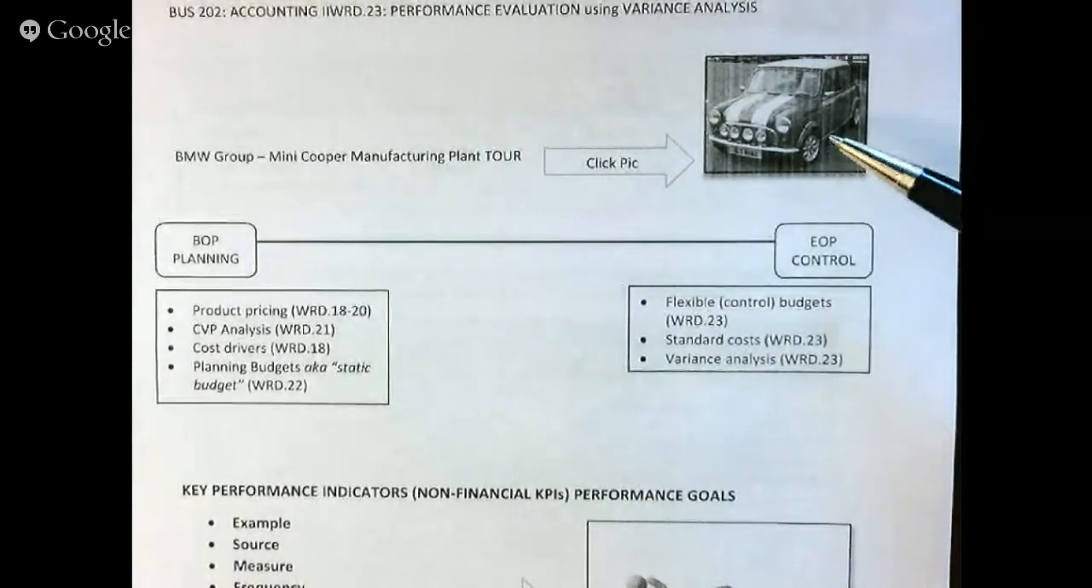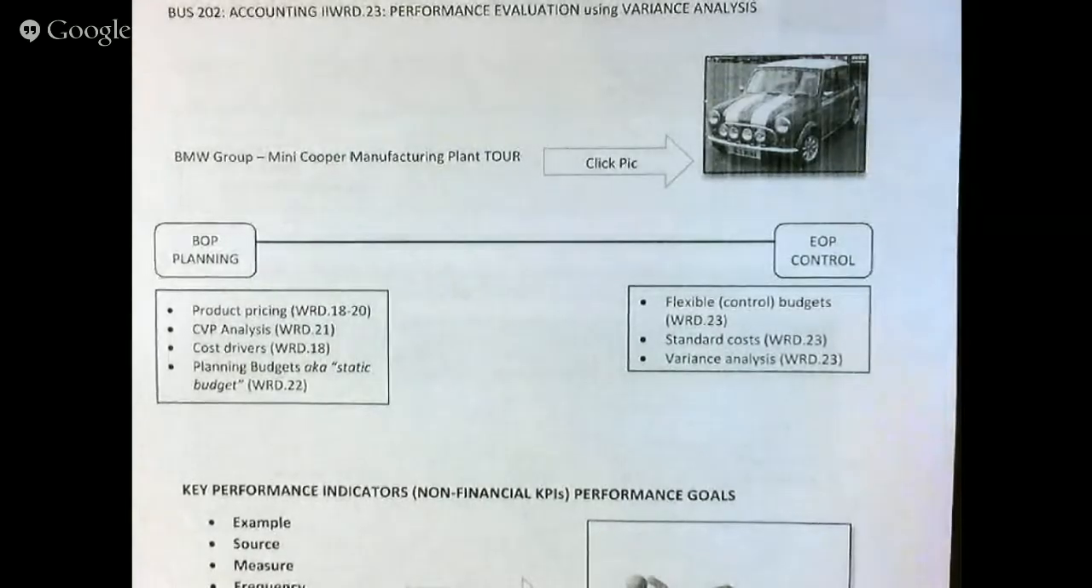And if you go to your notes and click on the little BMW image here, you will get a 10-minute tour of the BMW plant. And as you review this, think about what the cost drivers would be for the various activities that go on in the plant and how these cost drivers would be counted, who would count them, and how often they would be counted so that they could be reported to management so that they could make decisions based on the information that these cost drivers would produce.